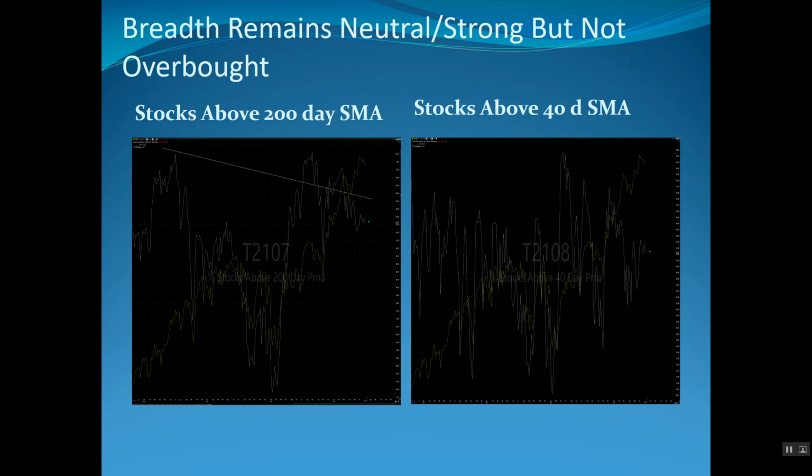What about breadth? Now, I look at lots of different breadth indicators. You're going to see about 5 of them over the next 10 slides. Stocks above the 200-day simple moving average, stocks above the 40-day simple moving average. This line here has been a place where the markets had turned back in the past. We're below that. We're in the middle on the stocks above the 40. We're certainly in the higher part of the range, so I called it neutral strong, but far from overbought.